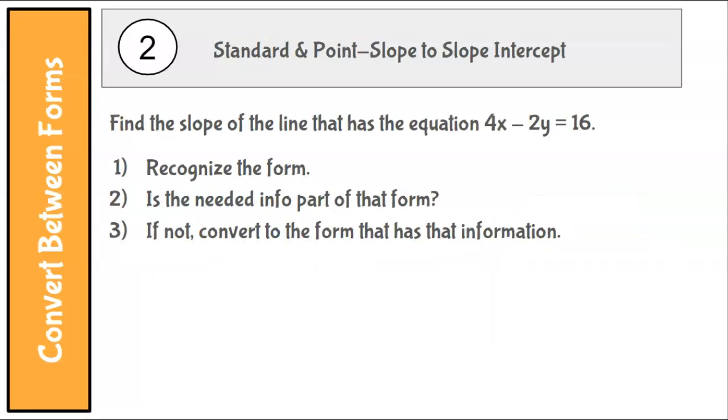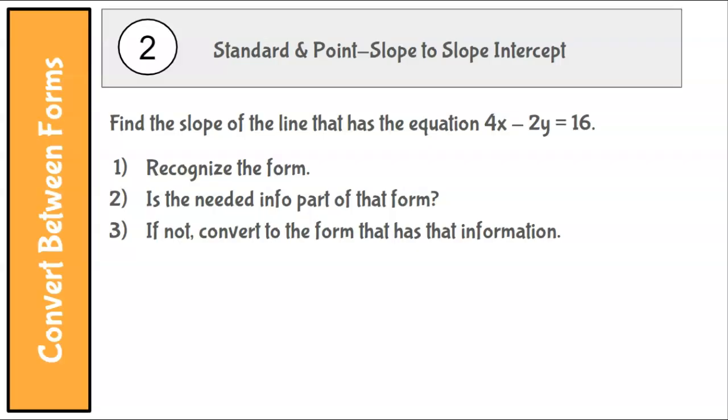Let's take a look at an example that might require us to convert between forms. It says to find the slope of a line that has an equation 4x minus 2y equals 16. And I've listed a few steps here that are kind of helpful. So first, recognize the form. What form is that in? What template does that look like?